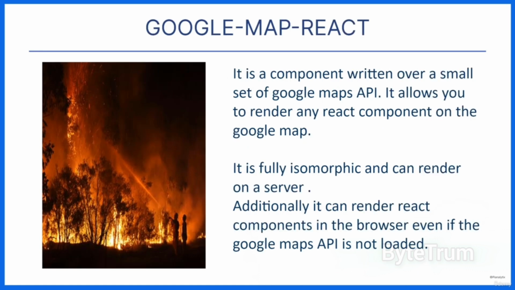And the other one is Google Map React. It is a component written over a small set of Google Maps API. It allows you to render any React component on the Google Map, and it is fully isomorphic, so it can render on any server. Additionally, it can render React components in the browser even if the Google Maps API is not loaded. So we'll be using this Google Map React to display the whole Google Maps, along with using the functionality of React and different components. We can render that on the Google Maps basically.